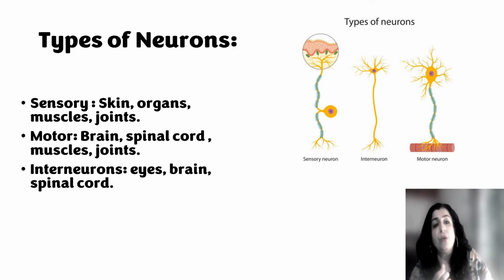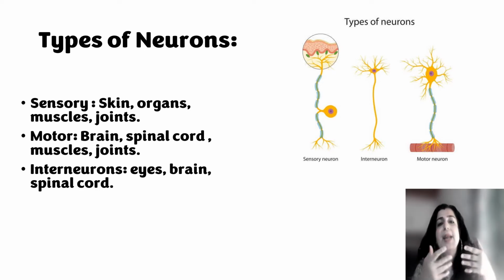What are interneurons? Interneurons are usually present in the eyes, the brain, and the spinal cord, and they are just connecting neurons. They connect neurons to other neurons, and that is their only purpose. All right.